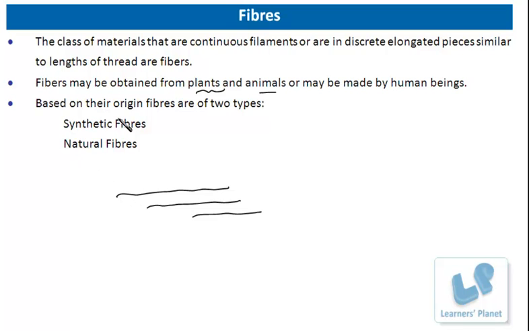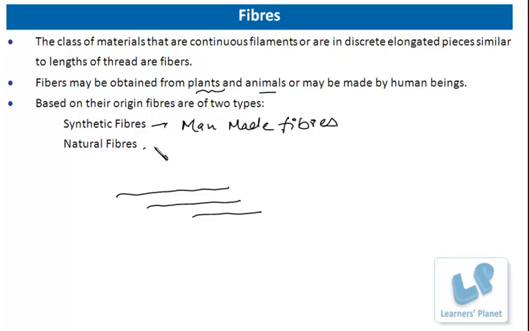Now based on their origin, fibers are of two types. First is synthetic fibers and the second is natural fibers. Synthetic fibers, what are these? These are man-made fibers. Like nylon. Nylon is a synthetic fiber. Acrylic or Orlon is also a synthetic fiber. Rayon is a semi-synthetic fiber, that is, a natural fiber is processed to make the rayon.